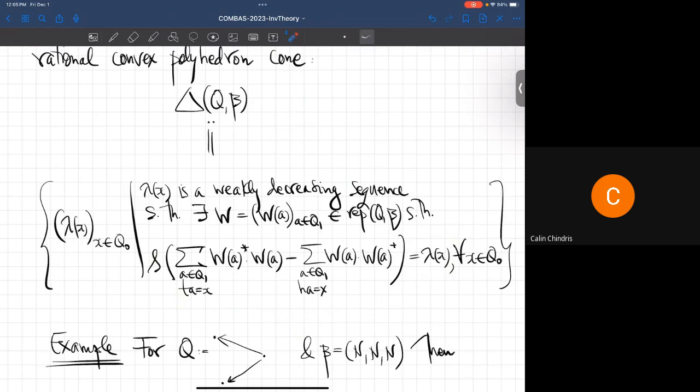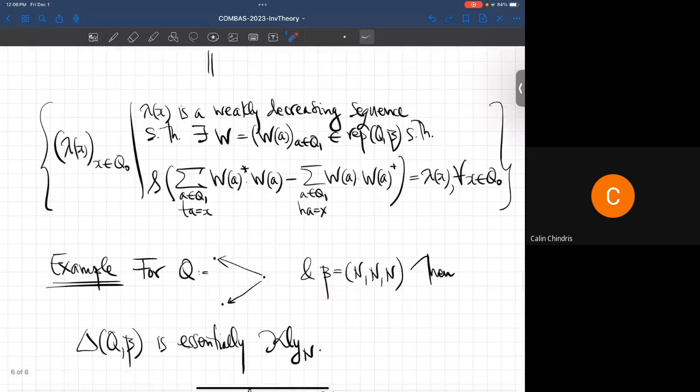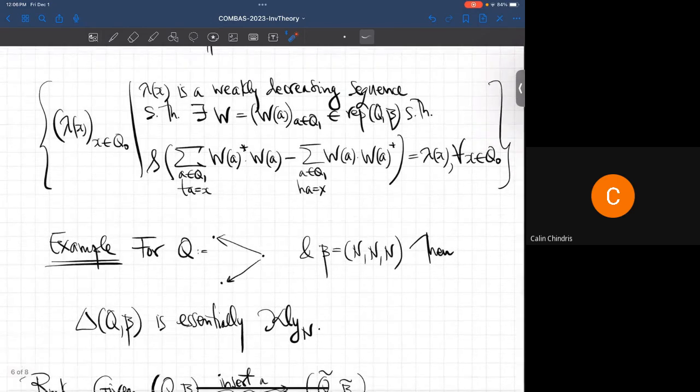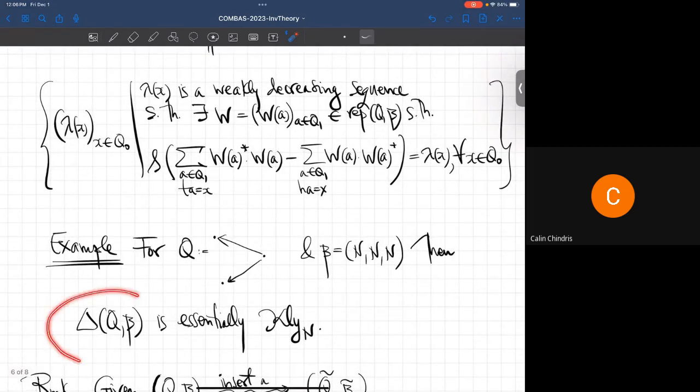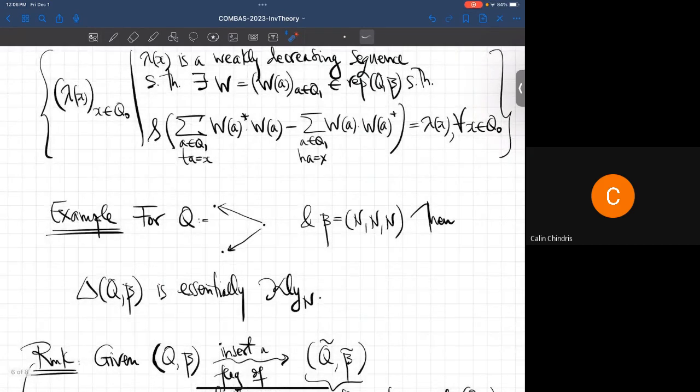And so, for example, if you take Q to be just this bipartite quiver that has one source vertex and two sink vertices, and if you take beta to be this dimension vector, then this moment cone is essentially the Klyachko cone that's related to Horn's conjecture, which in fact goes back to 1912 to Hermann Weyl's eigenvalue problem for the sum of two Hermitian matrices.